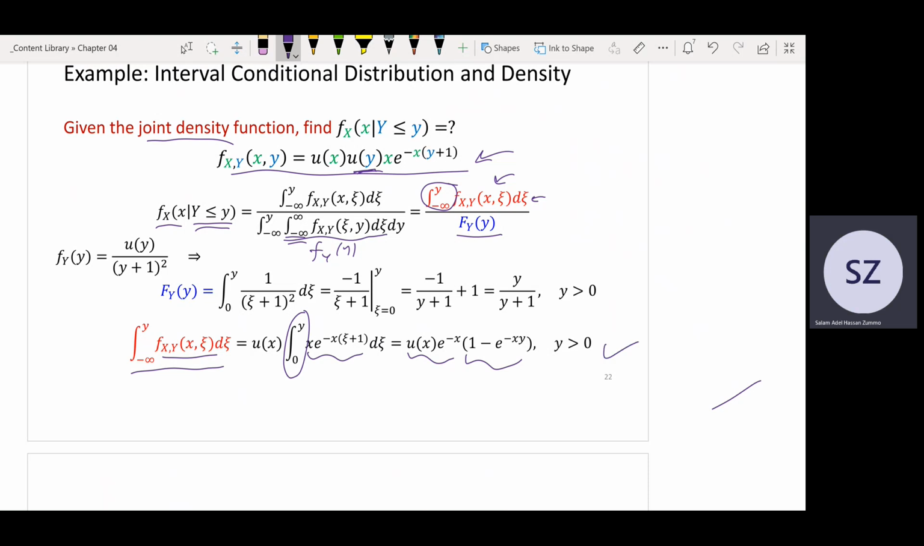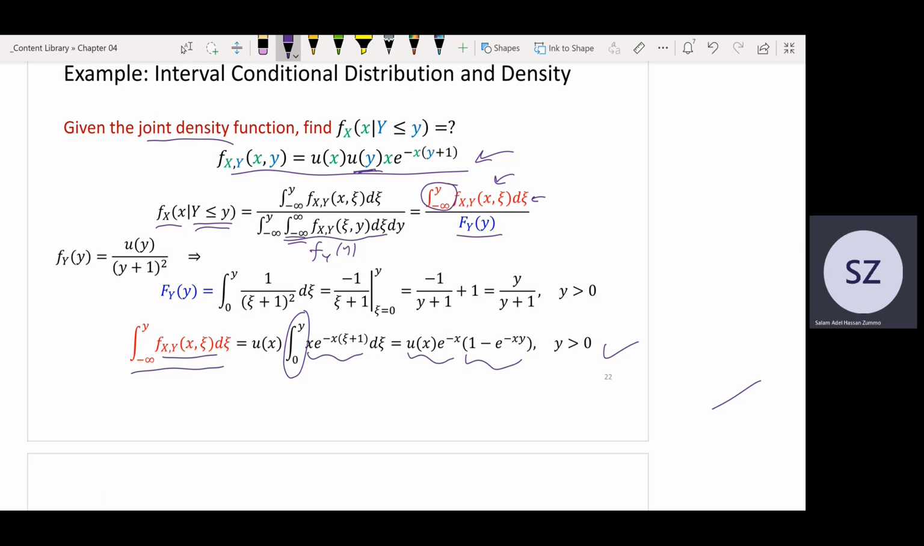And this is only valid for y double. So I just send 0, what is the answer here? 0. The PDF of x given y less than 0 is 0. Yes, there is no probability. It's impossible. Okay?